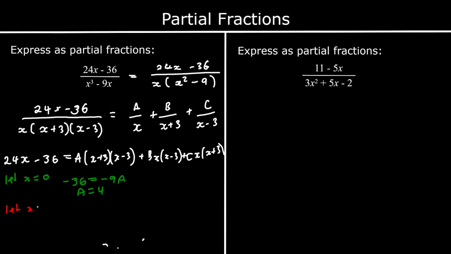If we let x equal 3, we'll have 3 24s, which is 72, take away 36, which is 36.